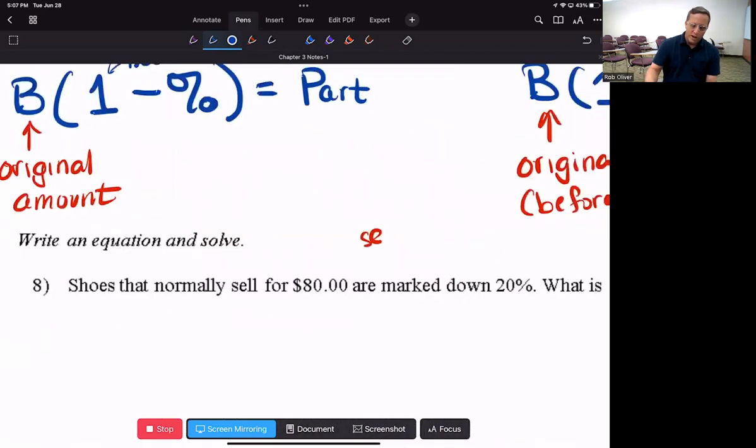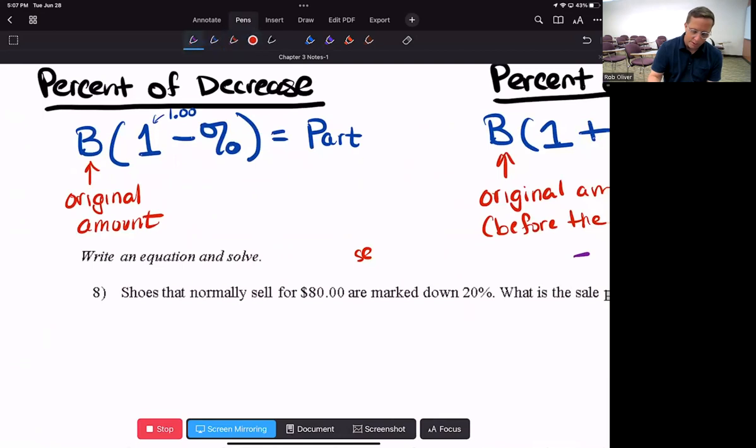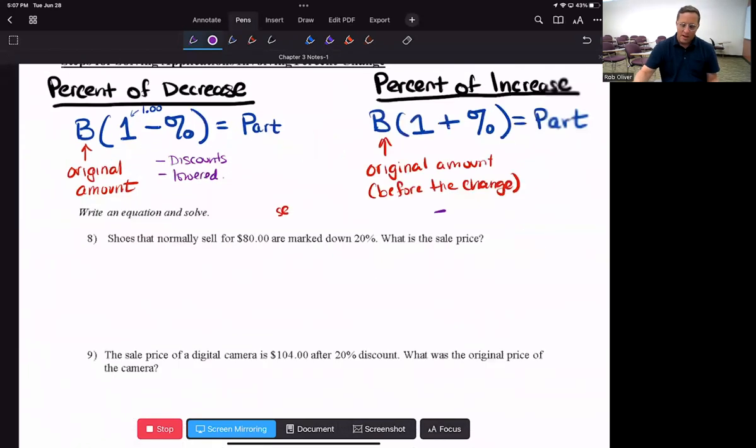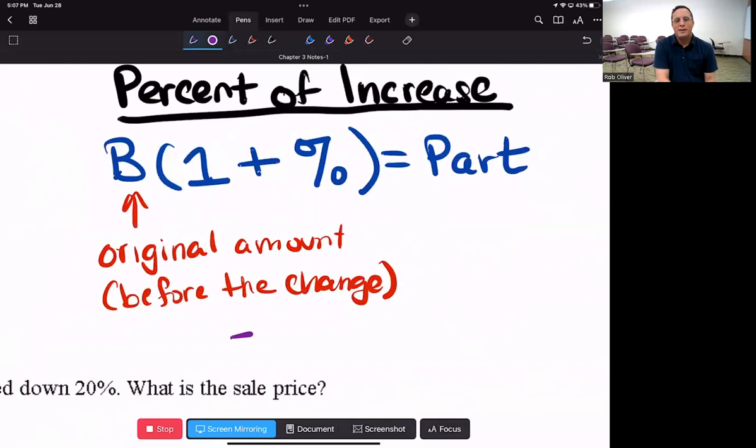And those kind of problems are going to be mostly for discounts, if we're talking about a discount of some sort, or just something lowered, like your weight went down or the temperature went down. So something decreased. So we're just talking about a general decrease there. And then percent of increase, you guys can write this down, is basically the same equation, except it's plus, okay? So it's going to be the base and then times, in parentheses, 1 plus the percent. And that's going to equal the part.